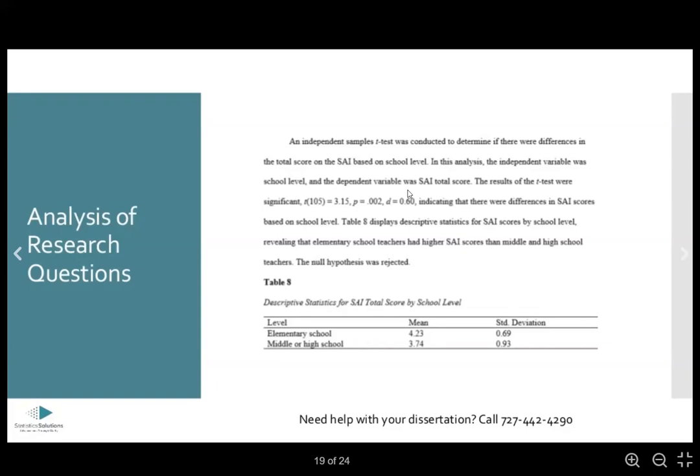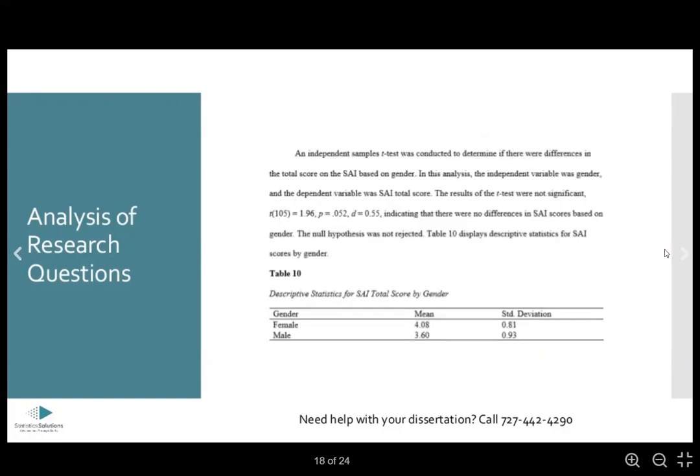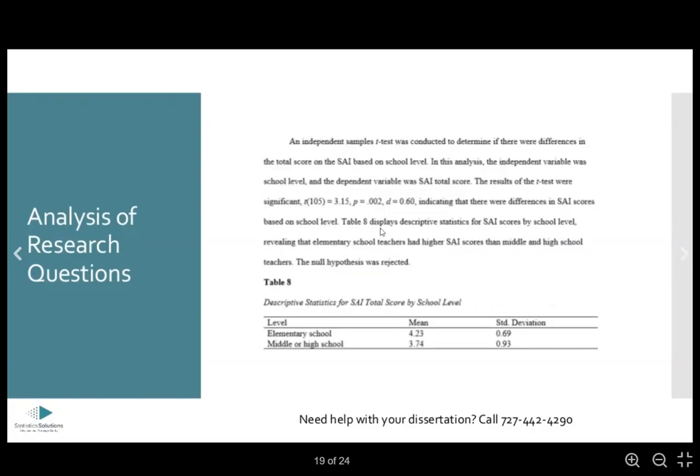In this case, we find that the results are indeed significant. We're reporting the relevant statistics here. You'll notice that the degrees of freedom is the same. In this case, it was 105, and in the previous, it was 105 as well. That's because the sample is the same. And here we are concluding that there are significant differences based on the school level, and then we're displaying the relevant statistics. So we've got our mean, our standard deviation, and a definitive statement with regard to our null hypothesis. Here we're saying that the null hypothesis was rejected.